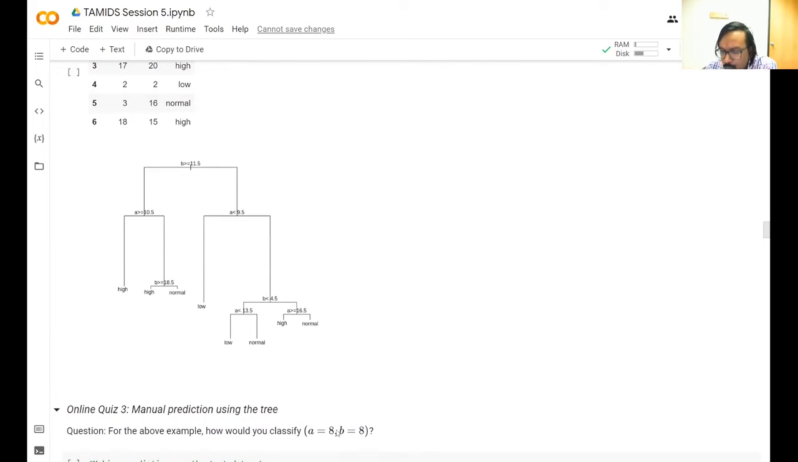So we have A equal to 8, B equal to 8. We have the question: B greater than or equal to 11.5? The answer is no, because B is equal to 8. So we go to the right. And next we are going to ask, is A less than 9.5? The answer is yes. So we go to low. So we asked two questions and we figured out how to make a prediction.